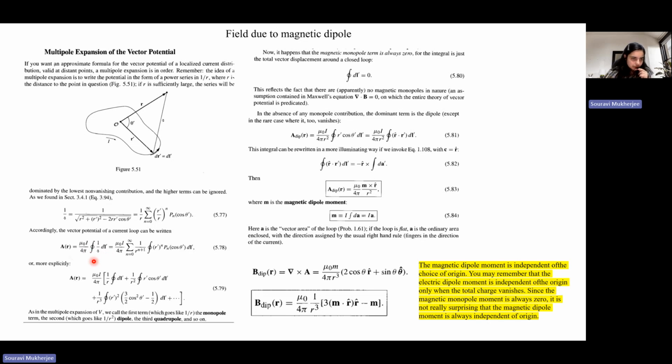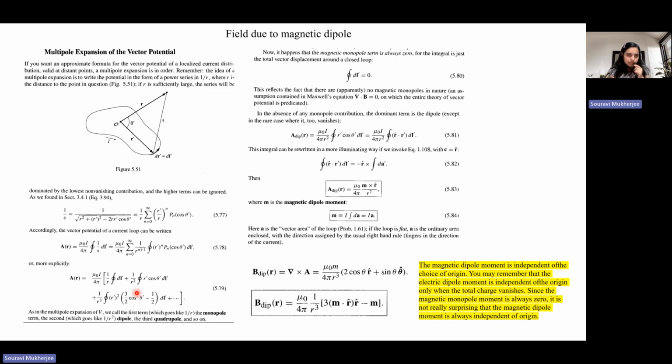Then this is your expression of vector potential for a current loop, right? So you can expand this 1 by r in terms of the Legendre polynomials. This is a multipole expansion, which gives you individual terms now. Okay, so now you can solve for the individual terms, which is much easier to integrate, and then you can look for the dominant terms there. For the first case, because there are no magnetic monopoles, the first term will always be zero. For the total vector displacement around a closed loop, this will go to zero. This comes from the fact that divergence of B is always zero.